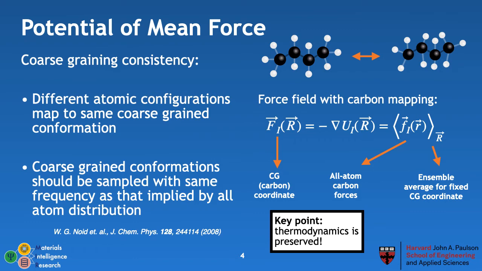We define coarse-grained consistency as the requirement that the configuration of carbon sites be sampled in our coarse-grained molecular dynamics trajectory with the same frequency as the sum of probabilities of all equivalent all-atom configurations. The resulting force on the carbon sites in the coarse-grained picture then takes a simple form of an ensemble average of their forces for all the different all-atom configurations with the same mapping. The key ingredient to all of this, and the reason for choosing this approach, is that this method preserves all thermodynamic properties of the all-atom system.